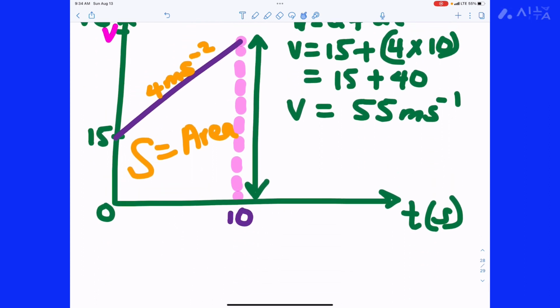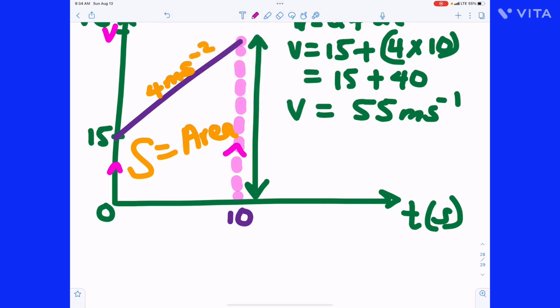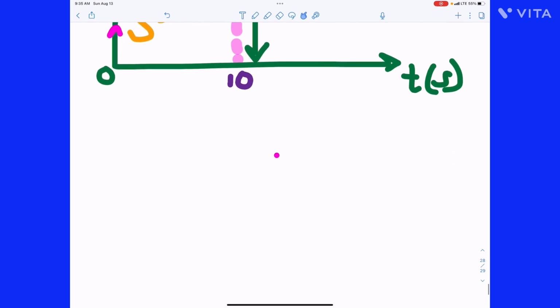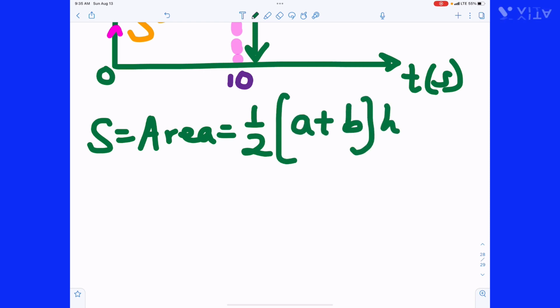So that means I have my two parallel sides of the graph. I have my A, I have my B. My B will be the length of this side, 55. My A is 15 here. So if I want to find the distance using S is equal to area under graph, my distance is the area under the graph. The graph is trapezoidal, so that's half A plus B times H. Area of a trapezium is half A plus B times H.